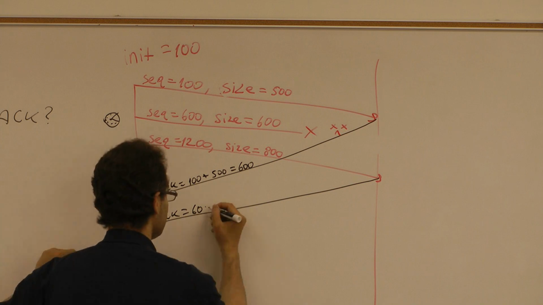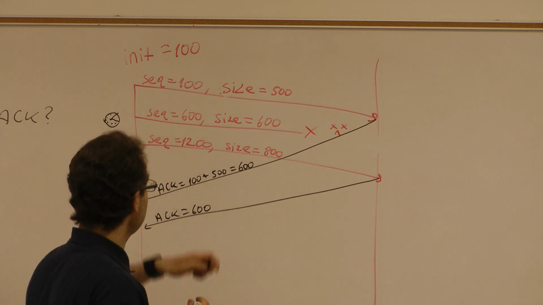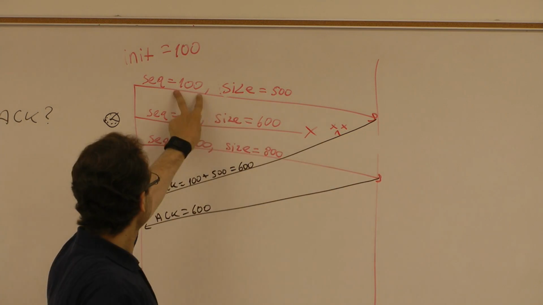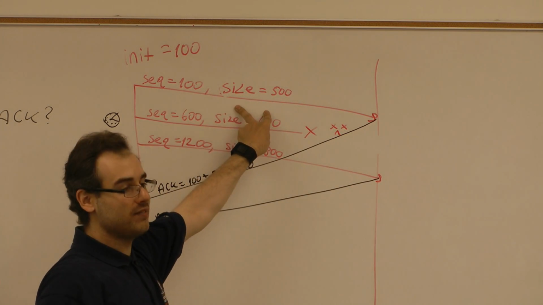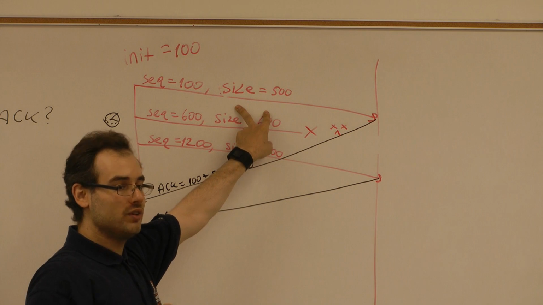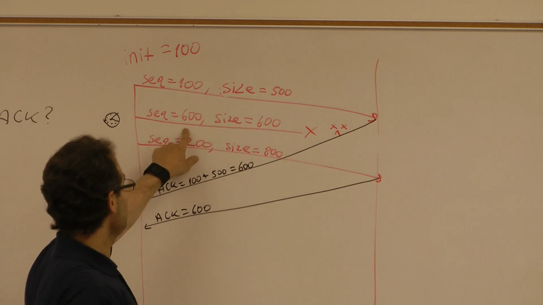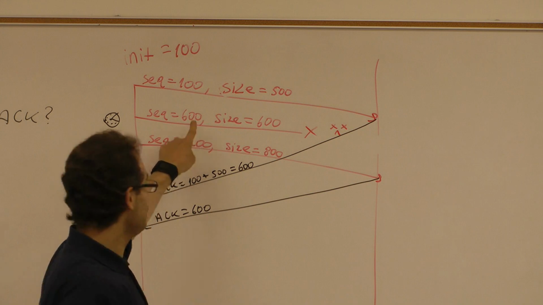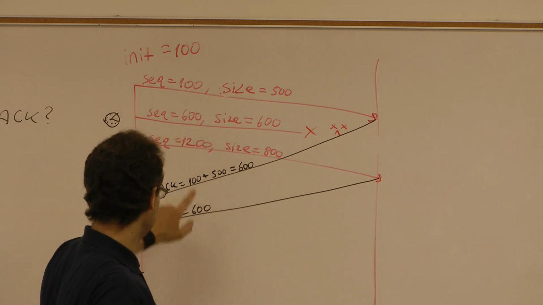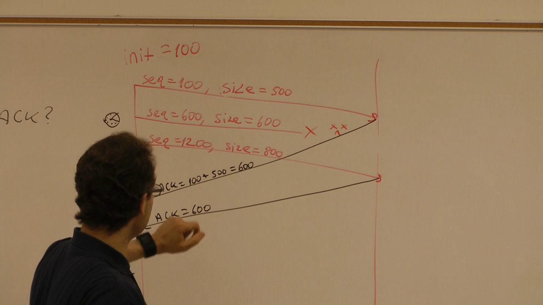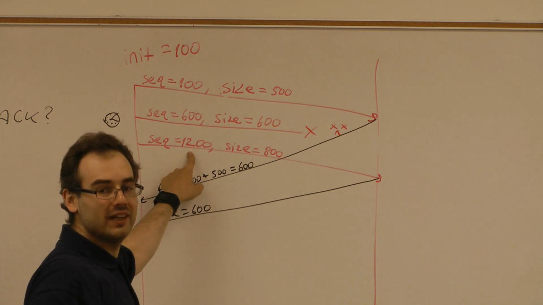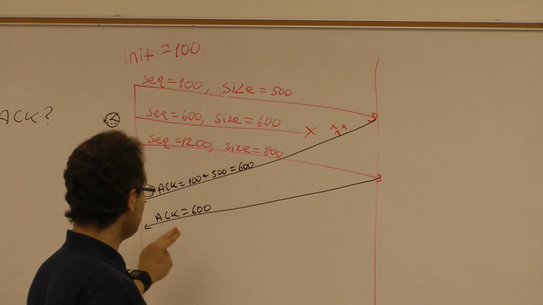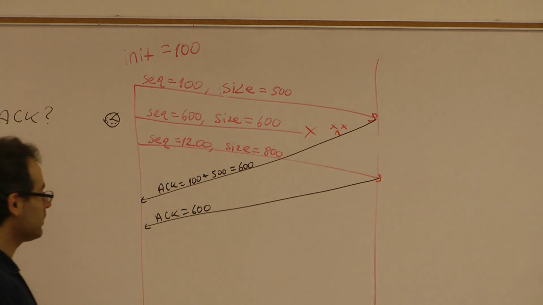Yeah, he's expecting 600, and the reason is that he got this first one, and its sequence number was 100, and it contained 500 bytes of data. So the next sequence number should be 600. In fact, that was the sequence number of the missing packet. So he's saying, I want this, and you're giving me that. Make sense? So he will send an ACK of 600.